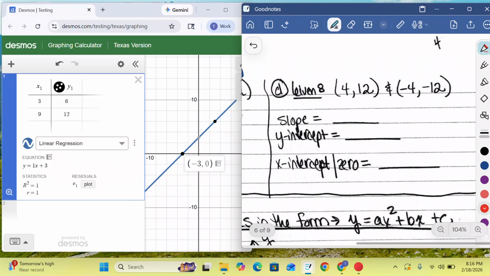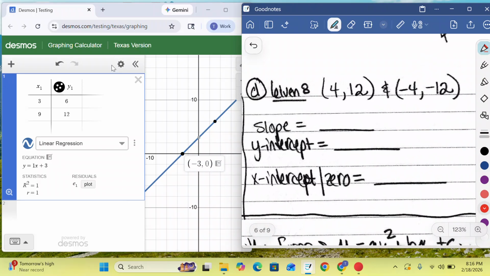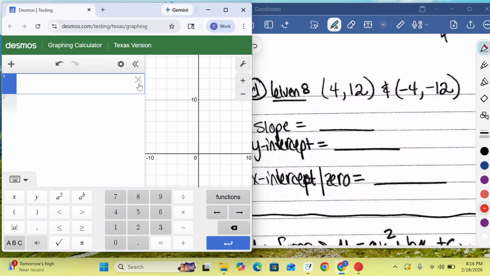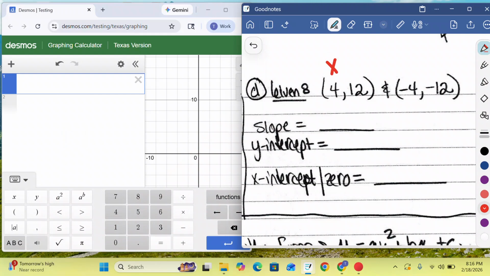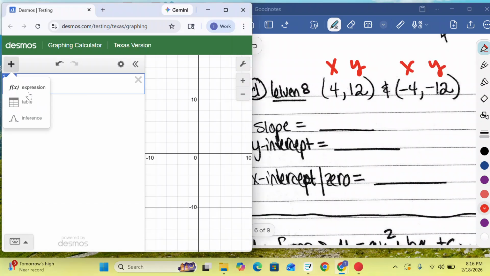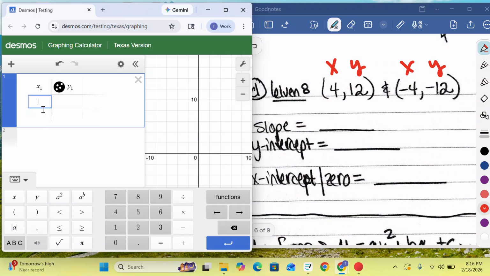And last but not least, I'm going to do the last one, and then we're going to wrap up for today. So then again, x, y is the only work I'm going to do. I'm going to go ahead and put these two coordinates on a table. So I'm going to come here, and I'm going to put table, and the first one is going to be 4. The y is going to be 12. The second one is going to be negative 4. And the next one is going to be negative 12.